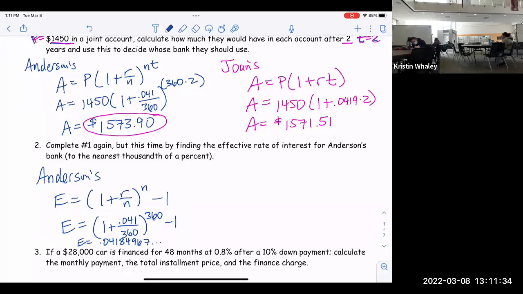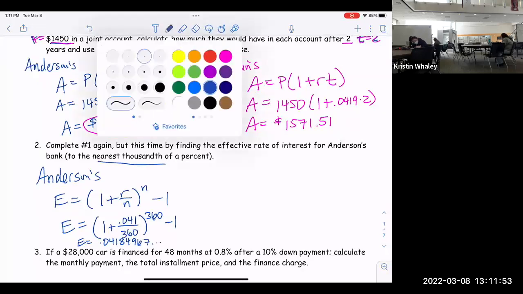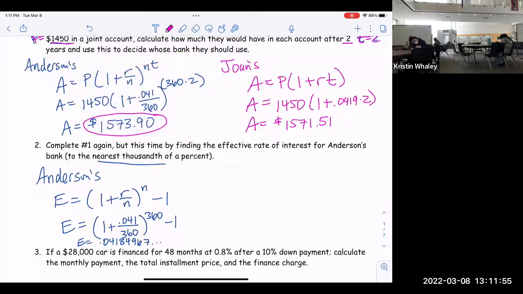So when we give the answer for effective rate of interest problems, we want to make sure that we change it to a percent. And you want to make sure you change it to a percent before you round it. In this case, it says round it to the nearest thousandth of a percent, but you don't want to round it first and then change to a percent. You want to change it to a percent first. So to change to a percent, we would just move that decimal 2 spaces.